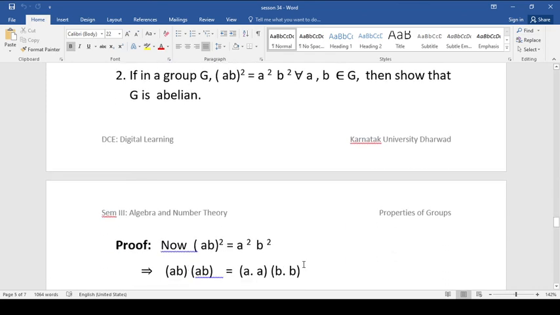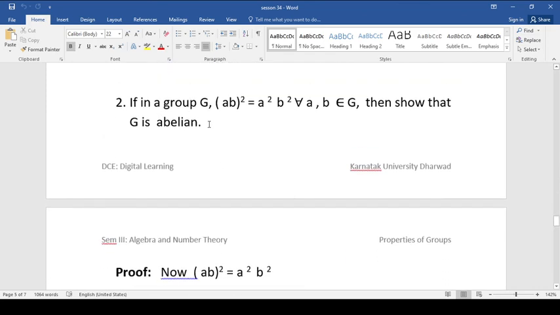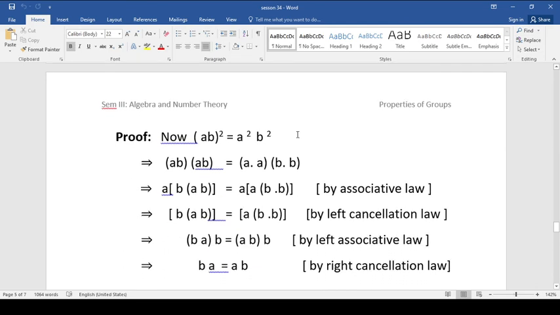The second example, if in a group G (AB) square is equal to A square B square for all A and B belonging to G, then show that G is an abelian group. So consider the given condition, that is (AB) square is equal to A square B square. This (AB) whole square we can write as AB into AB, and A square we can write as A into A, and B square as B into B. So by using the associative law, we club the terms as A into BA into B, and A into A into B into B.